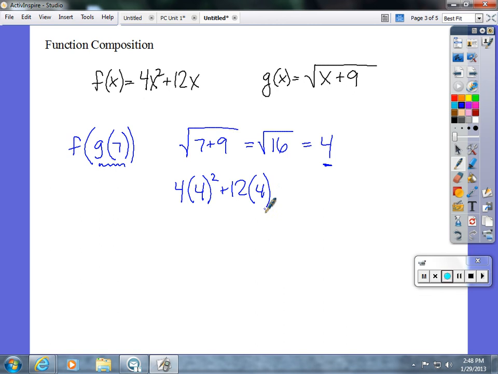And let's see here. I'm thinking we're looking at 112 there. But I guess I could always double check.